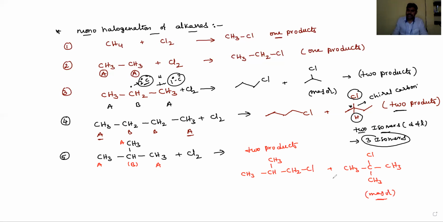Okay, dear students, and they don't have any chiral carbon or asymmetric carbon, means number of isomers are 2 only and number of products also 2 only. Okay, this is about isobutane and N-butane. Okay, let's go for pentane. 5 carbon atoms containing alkane on monohalogenation, how many kinds of products are possible?